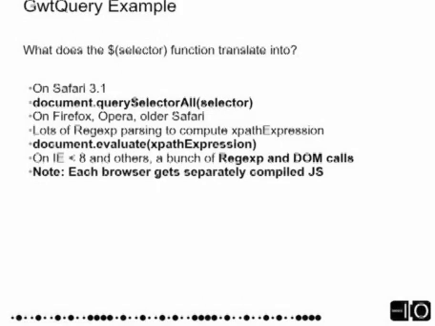And then on IE less than 8 and other browsers, it actually defaults to a bunch of regular expression calls to parse the query and then perform a bunch of regular old DOM navigation, called getElementsByTagName and first child, last, next sibling, and so on until it finds all the results. Note that each browser actually gets a separately compiled version of this. So, for instance, the Safari version doesn't have any of this parsing or regular expression code. And the Firefox, Opera and older Safari versions don't have any of the stuff that the IE version has.